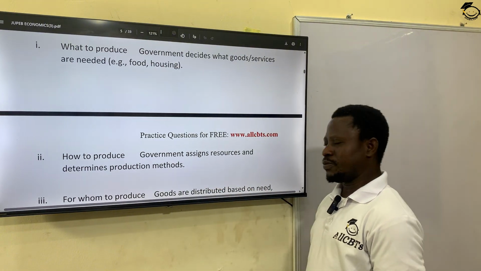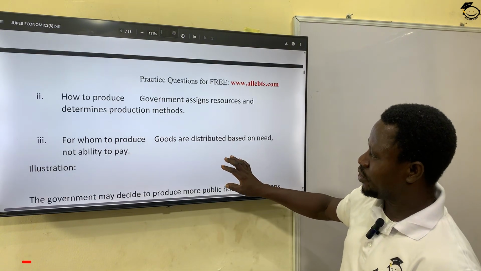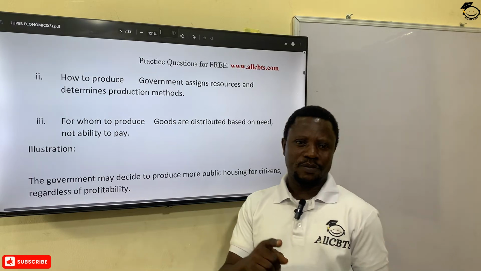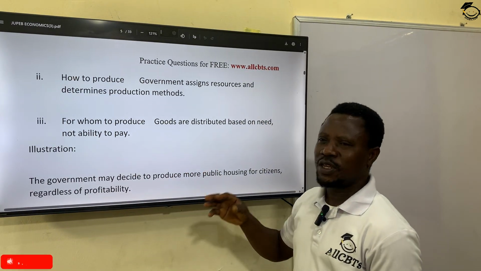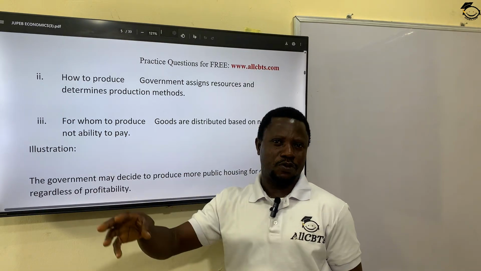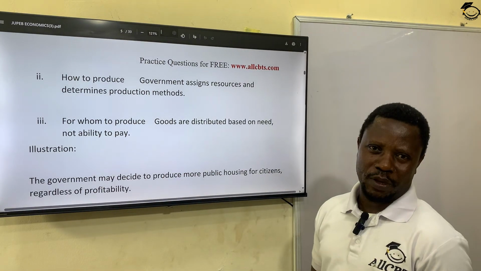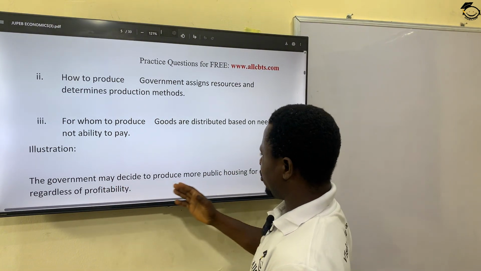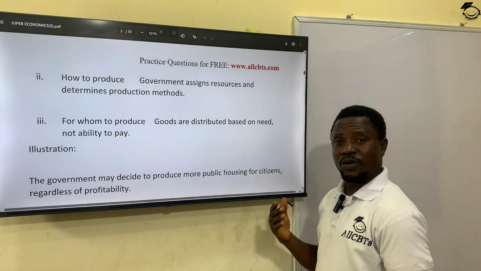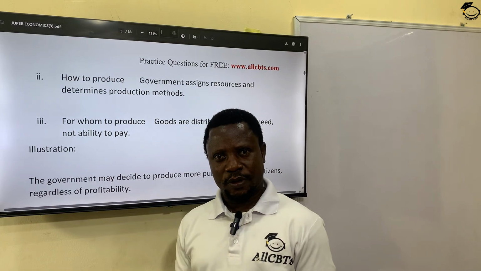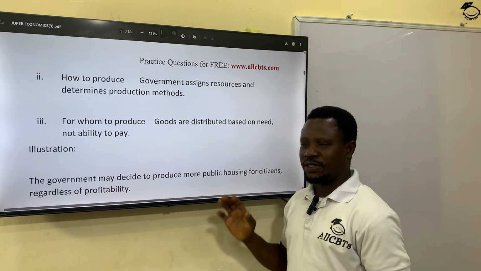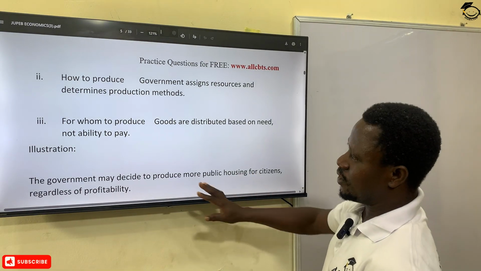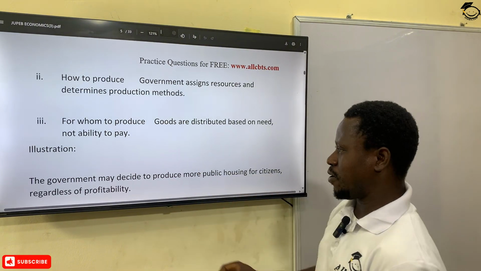Now, for whom to produce? As long as the government is in charge, goods are distributed based on need, not based on ability to pay. Government distributes these goods based on the need of the people, not particularly based on ability to pay. Remember, government is in charge. Let me give you an illustration. The government may decide to produce more public housing for citizens, whether it is profitable or not. What matters is that government aims to provide housing for its people. So whether it's profitable or not, government will go ahead to do it. It's a public good. That is what happens in a socialist economy.